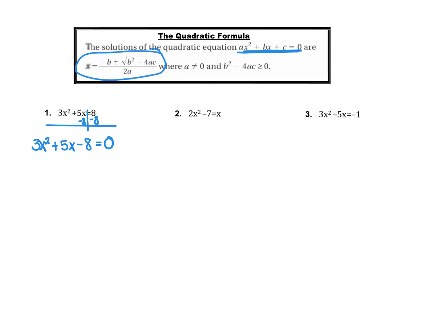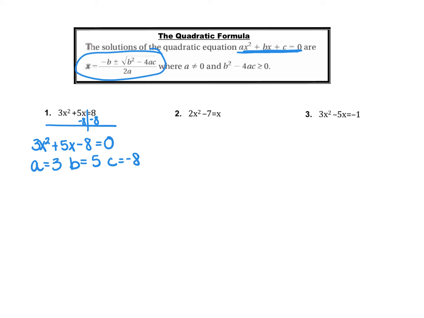is equal to 0. All right, so now we're going to assign our a, our b, and our c, so that we can plug it into our formula. Our a is going to be equal to 3, our b is going to be equal to 5, and our c will be equal to negative 8.